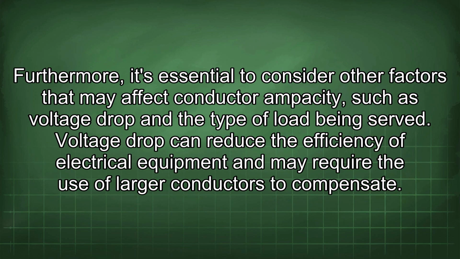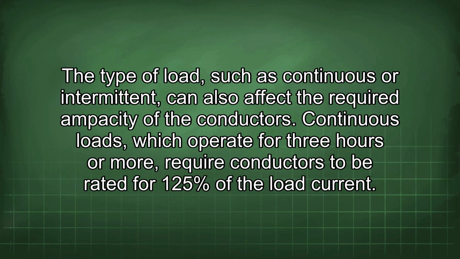Furthermore, it's essential to consider other factors that may affect conductor ampacity, such as voltage drop and the type of load being served. Voltage drop can reduce the efficiency of electrical equipment and may require the use of larger conductors to compensate. The type of load, such as continuous or intermittent, can also affect the required ampacity of the conductors. Continuous loads, which operate for 3 hours or more, require conductors to be rated for 125% of the load current.